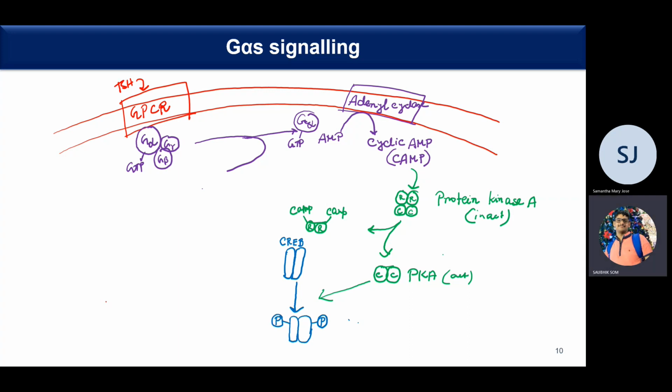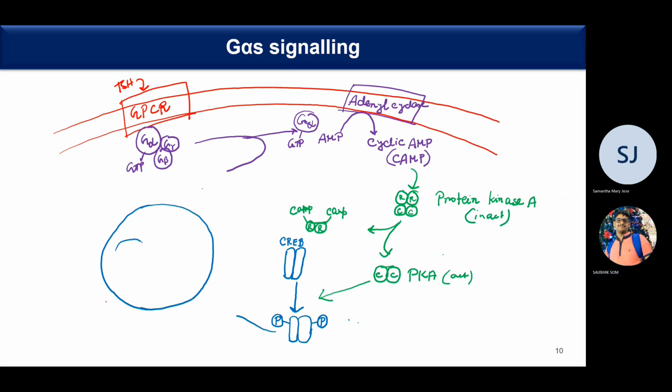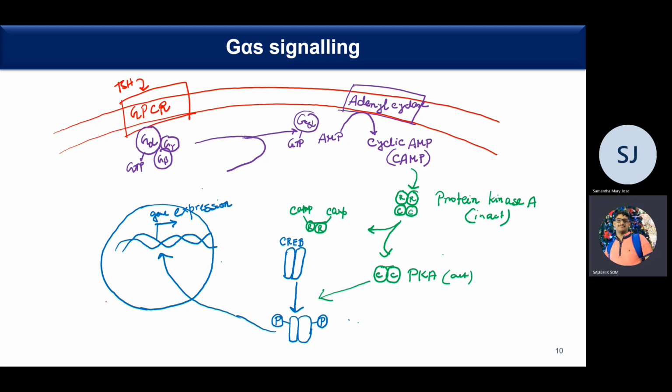So if this is my nucleus, I'll have DNA molecules like this. This phosphorylated CREB goes inside the nucleus and activates gene expression. So this is how the G alpha S, or G alpha stimulation, signaling goes on.